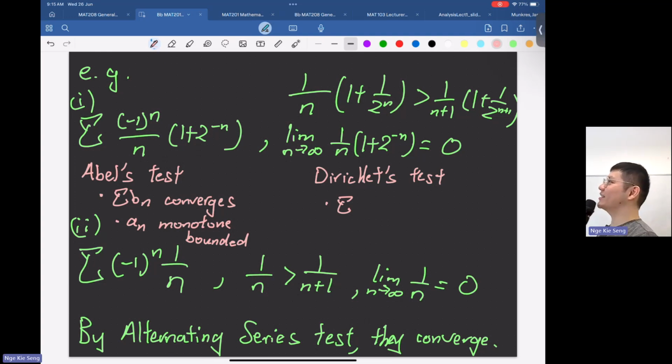Wait, so you think that An is 1, is it? Oh, can. Oh, no, that's fine, because it's not trivial, at least. Because to show that the sum of Bn converges, you still need some convergent thing here. You still need convergence.